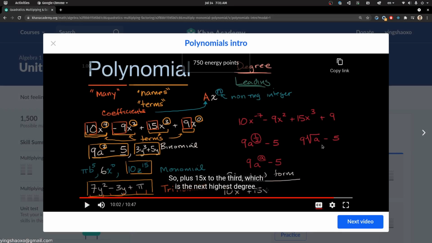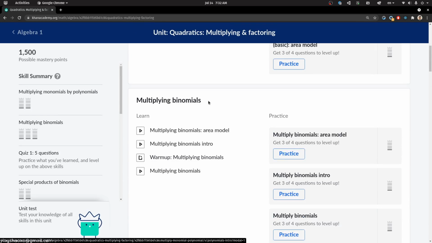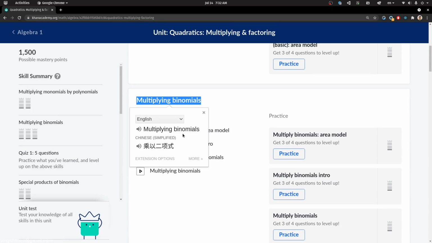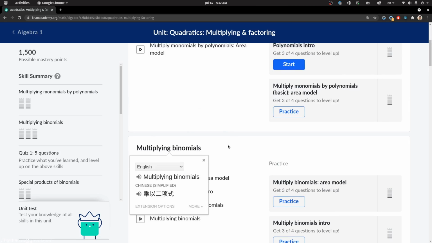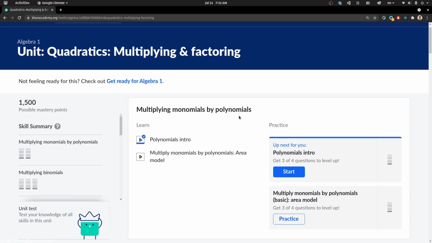Alright, as we have nerded out, the polynomial is just a bunch of terms in a math expression, right? And the coefficient is the real number before the unknown variable. Multiplying binomials. What is a binomial? The bi probably means 2, and the nomial is the later part or the tail part of polynomial.